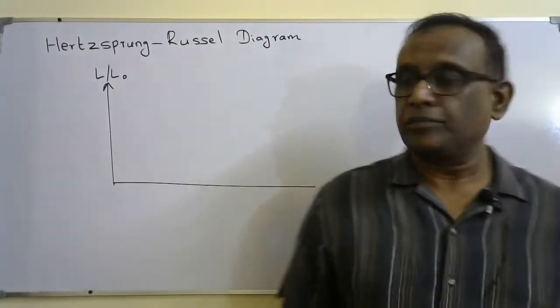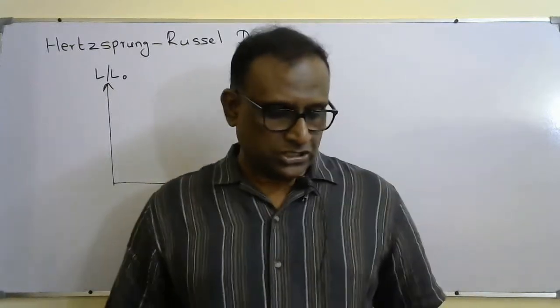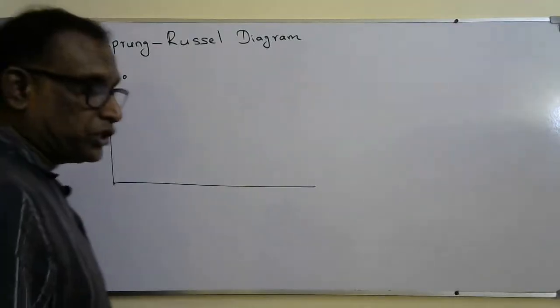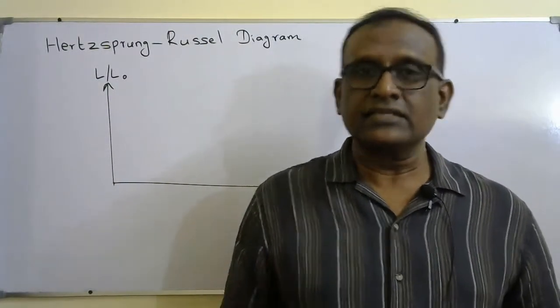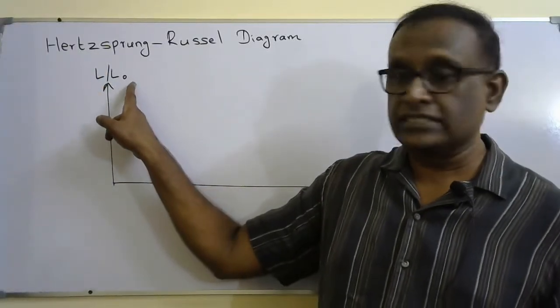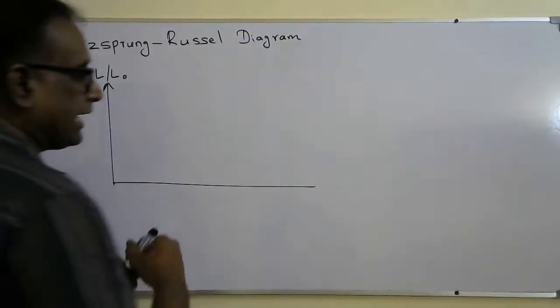Okay, so the next topic is the Hertzsprung-Russell diagram, or HR diagram. It's actually a plot. The y-axis indicates relative luminosity. Relative luminosity means the luminosity of a star or star cluster relative to the luminosity of the sun. So L over L naught, where L naught is the luminosity of the sun. The x-axis is the temperature in Kelvin.